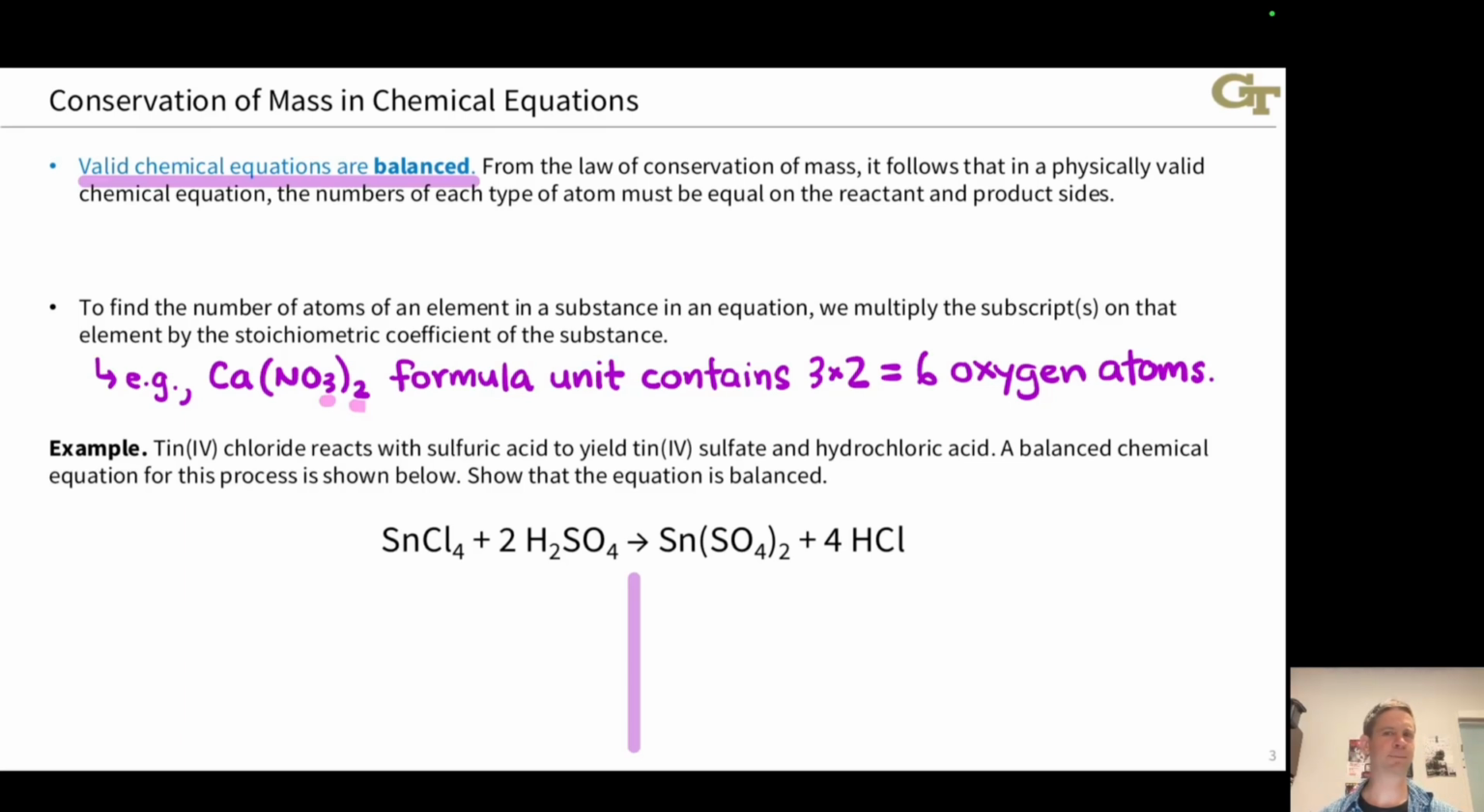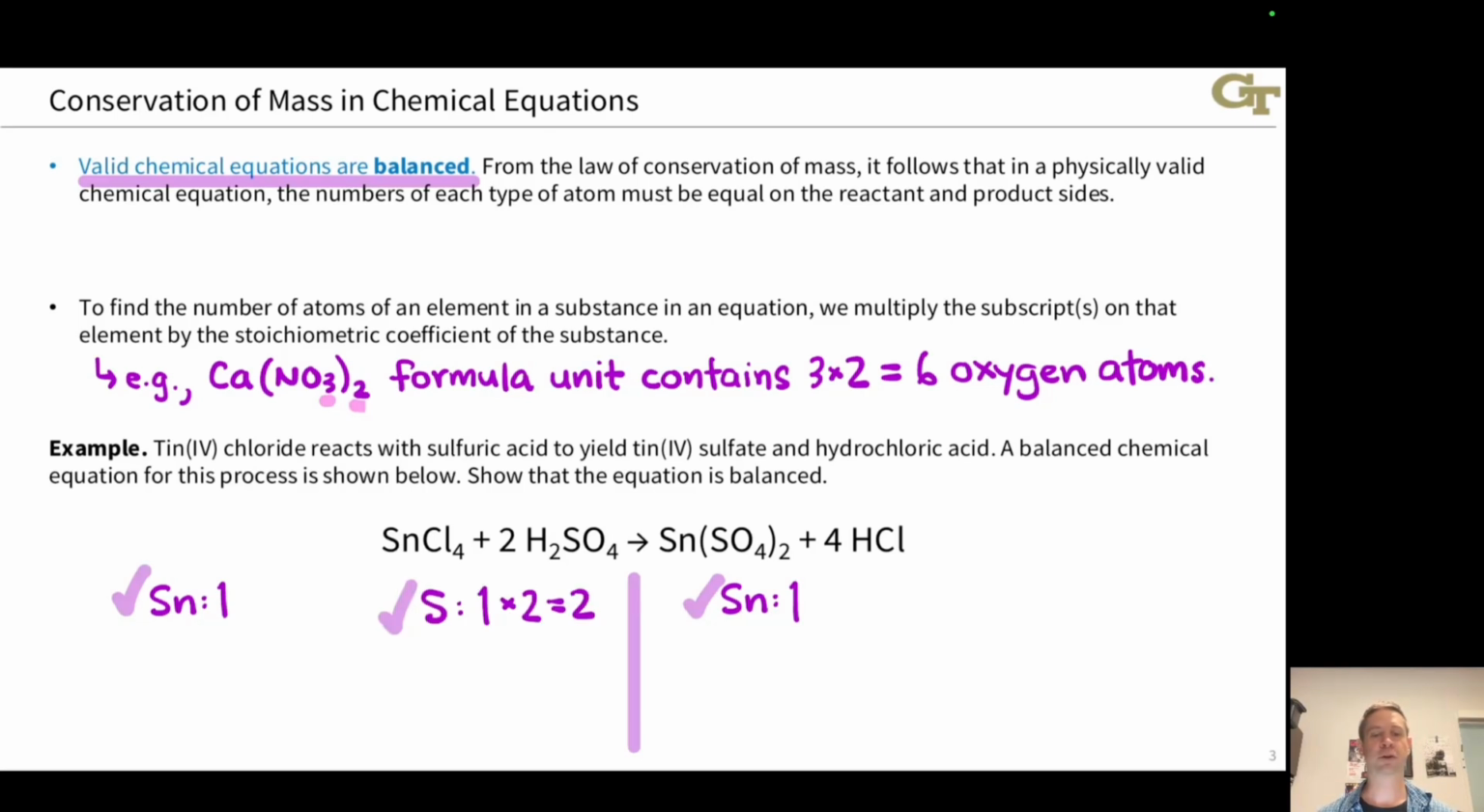Just to give you an example of what a balanced chemical equation looks like, check out this reaction of tin(IV) chloride with sulfuric acid, which yields tin(IV) sulfate and hydrochloric acid. This equation is balanced, and to show this, we can just count the numbers of each type of atom on both sides of the equation. For example, we see one tin atom on the left in the tin(IV) chloride and one tin atom on the right in the tin(IV) sulfate. Tin is balanced.